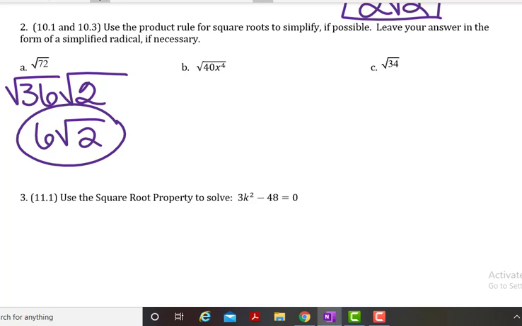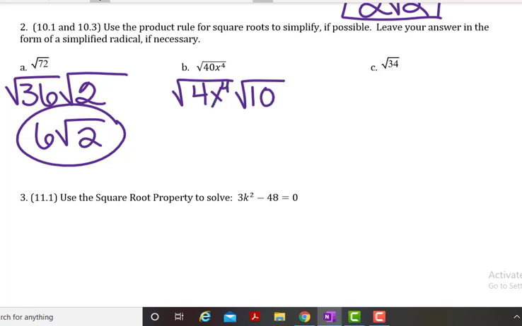B, the square root of 40x to the 4th. Again, we're going to simplify, first focusing on the coefficient and then the variable. With 40, a perfect square that is a factor of 40 is 4, and we would have a 10 factor left over. Notice 4 times 10 is 40. Now for x to the 4th, all even exponents on variables are perfect squares. Since we have x to the 4th, we will put all of x to the 4th under the first radical.